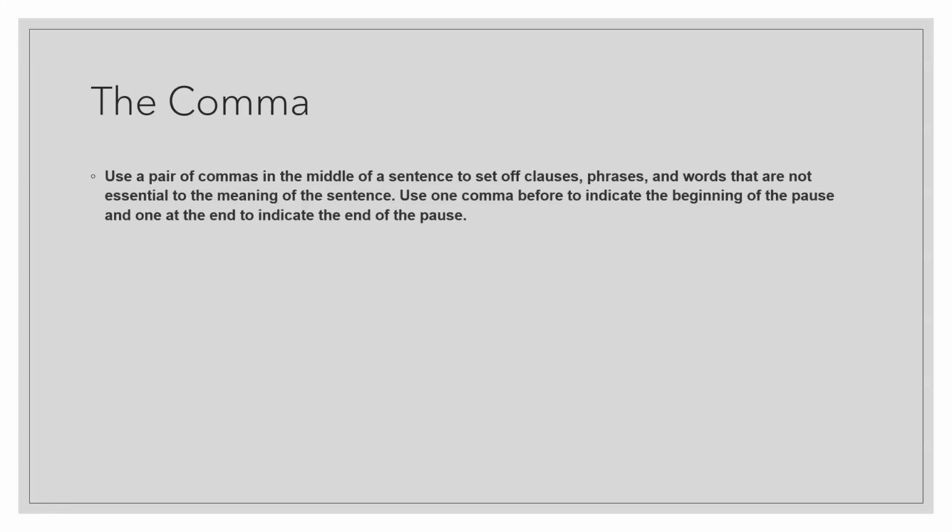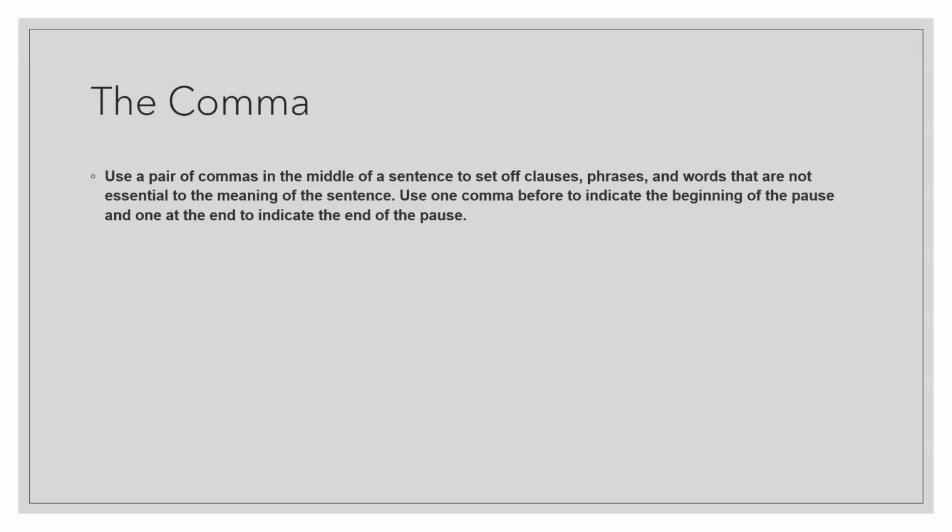Finally, you use commas in the middle of a sentence to set off clauses, phrases, and words that are not essential to the meaning of the sentence. You use one comma before to indicate the beginning of the pause and one at the end to indicate the end of the pause. In plain English, I like to call this the gossip rule. So if you're adding some extra information or some gossip, okay, about something that interrupts your sentence, you're going to use commas around it to set it aside.